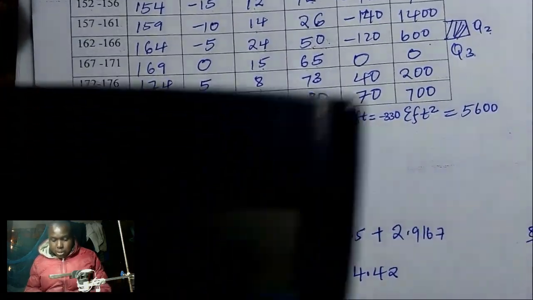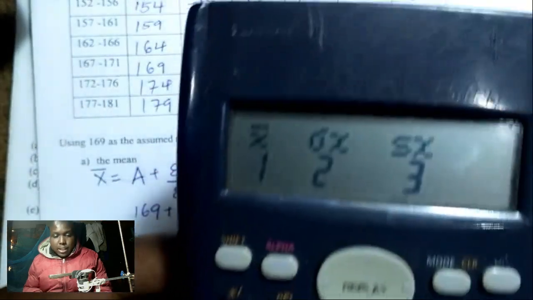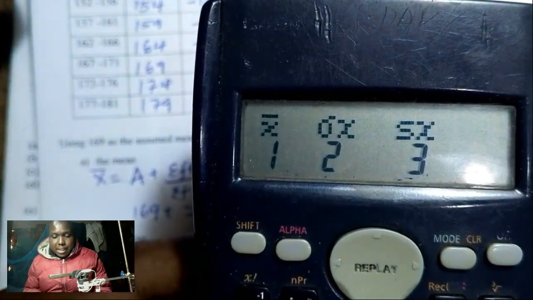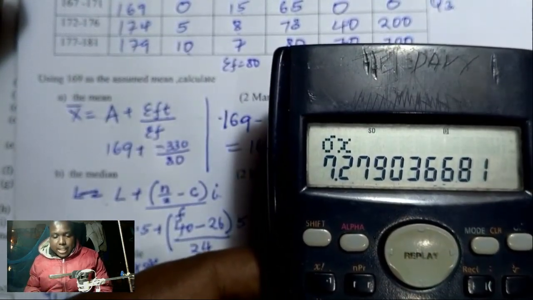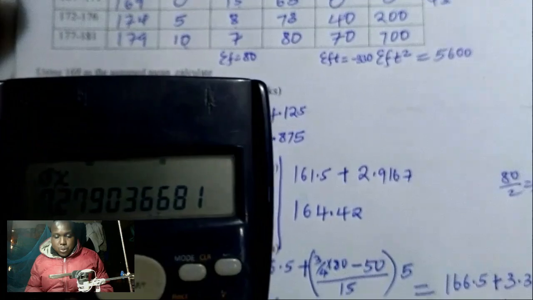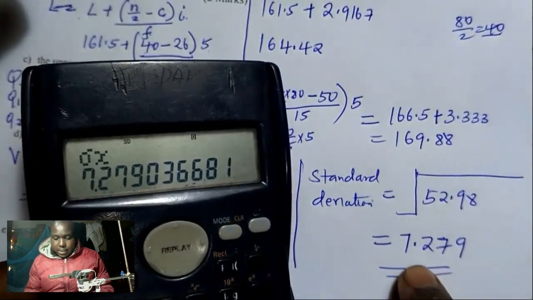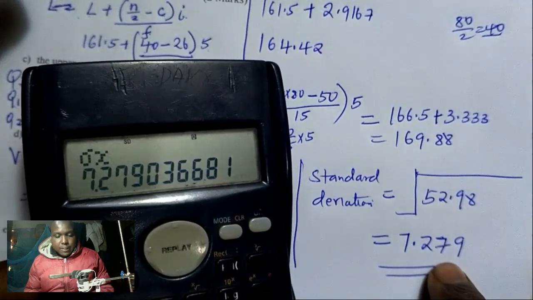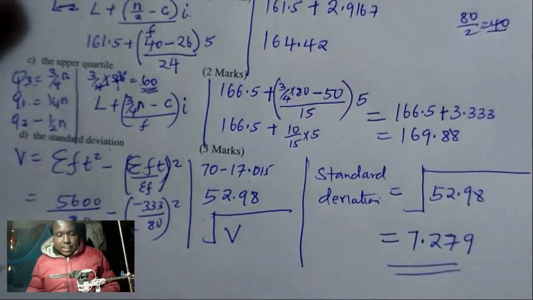Next, we want to check the standard deviation. Press shift, and then 2. The second one is the standard deviation we want. You press 2 and the equal sign, and it gives you 7.27, and that is what we have here, 7 point this. So you compare, it is the same. Thank you. That's how you use a calculator to confirm your workings.